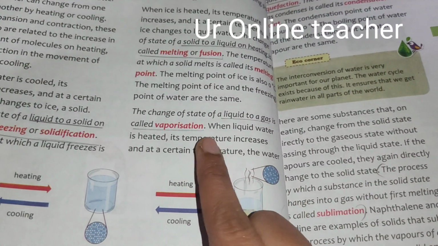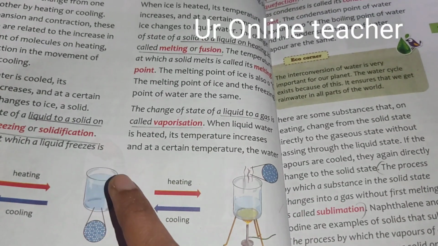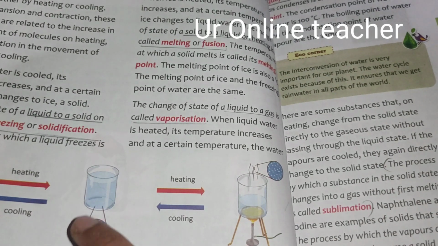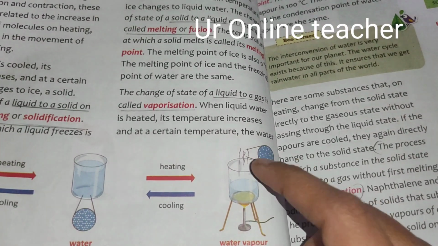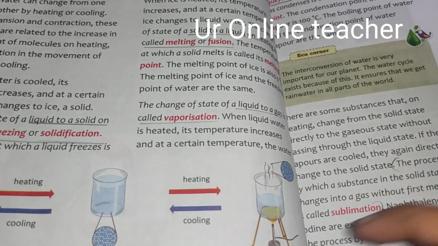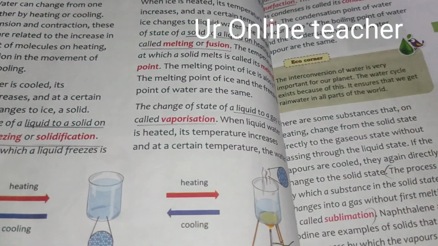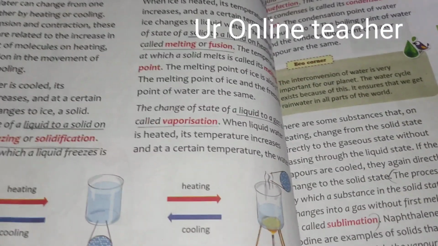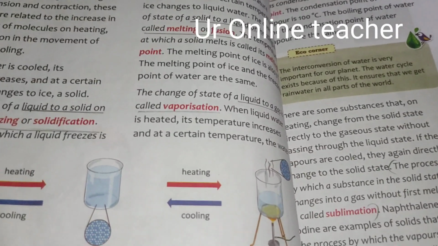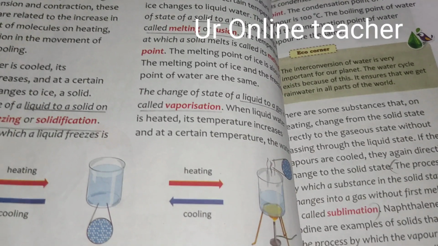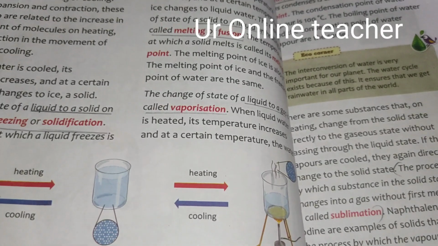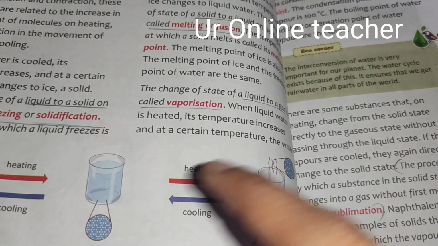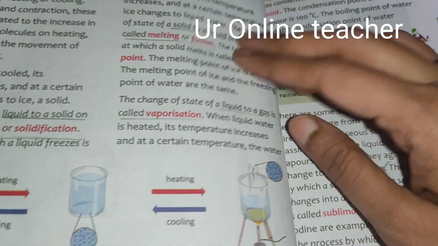Then the change of state of a liquid into gas. When we heat the water, its temperature increases and at a certain temperature water will change into water vapor. So the water begins to boil and change into vapor. The temperature at which any liquid boils is called boiling point, and the boiling point of water, we know, is 100 degrees centigrade. This process is called evaporation because vapors are formed, and evaporation and boiling are types of vaporization.